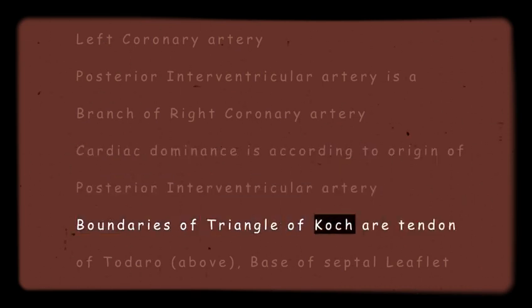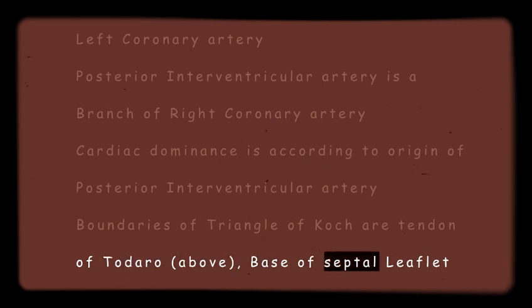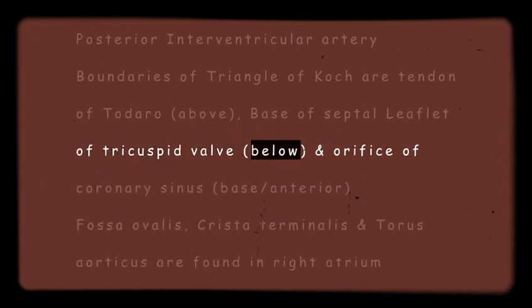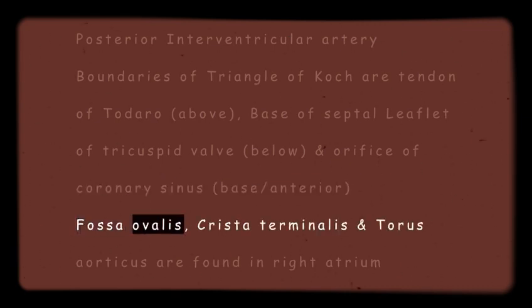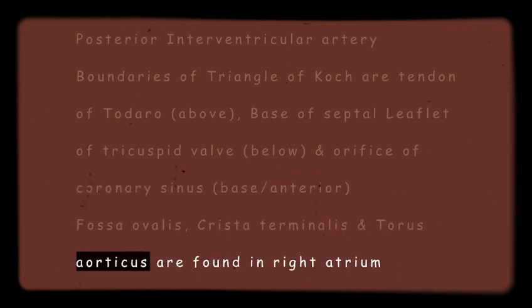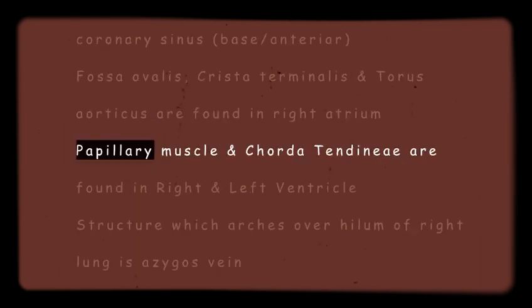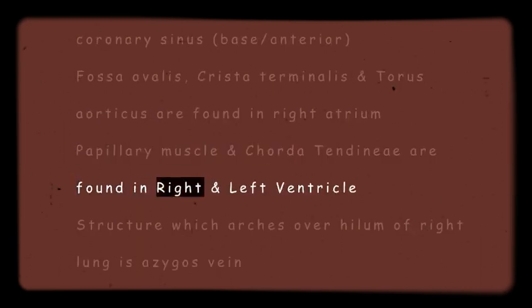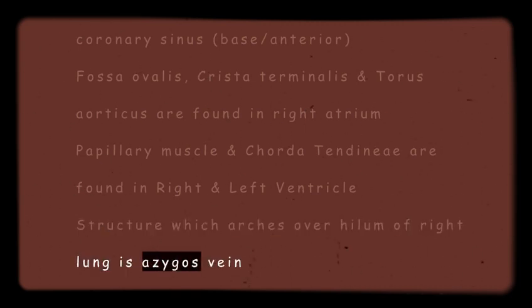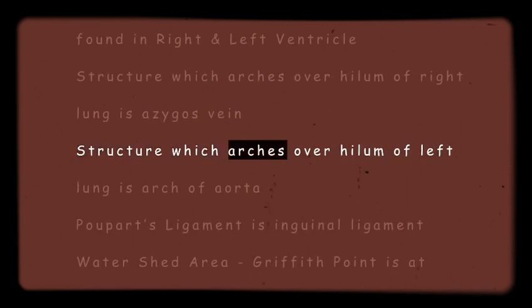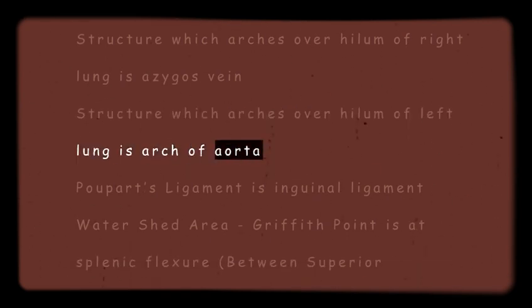Boundaries of triangle of Koch: tendon of Todaro above, base of septal leaflet of tricuspid valve below, and orifice of coronary sinus base/anterior. Fossa ovalis, crista terminalis and torus aorticus are found in the right atrium. Papillary muscle and chordae tendineae are found in the right and left ventricle. Structure which arches over hilum of right lung is azygos vein. Structure which arches over hilum of left lung is arch of aorta.